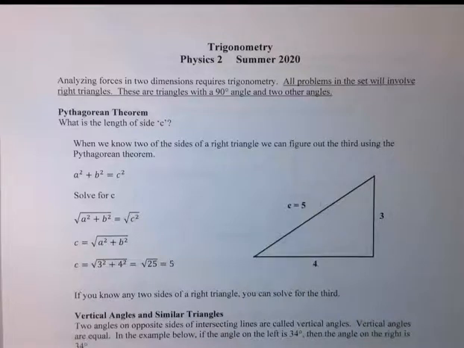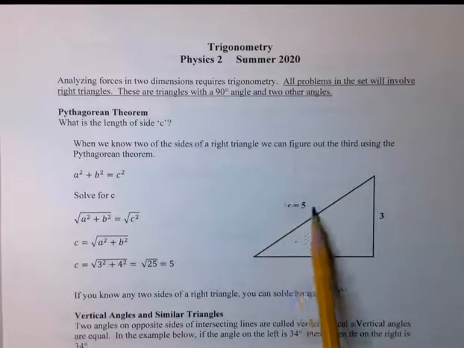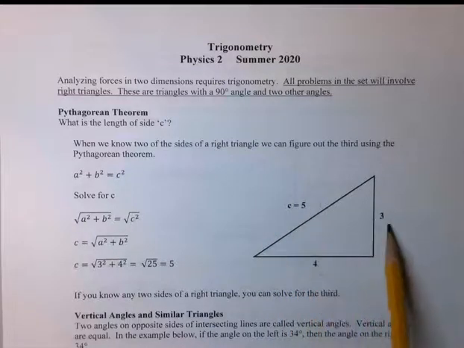If you know any two sides of a right triangle, you can solve for the third. So if you'd been given the hypotenuse and this side, and you didn't know this side, you could do that. Any two sides, and you will be able to find the third. It's got to be a right triangle.